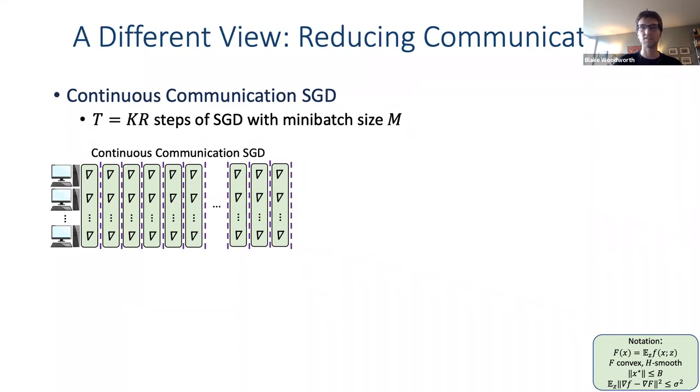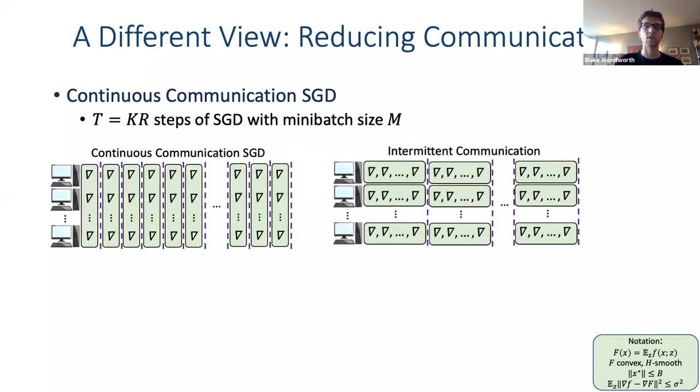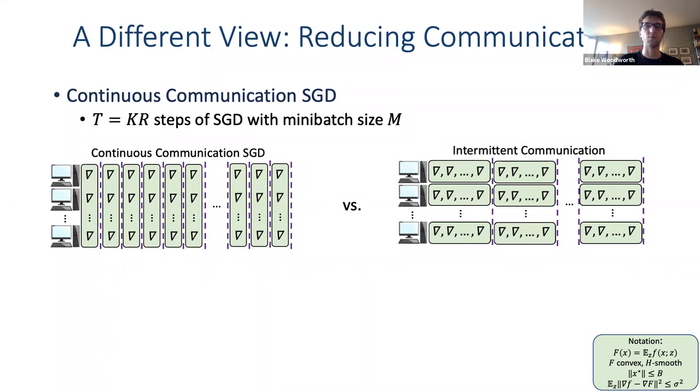But perhaps this is an unnecessarily large amount of communication, and maybe we could get away with, for example, communicating K times less frequently. We actually know that continuous communication SGD is essentially the best you can do without accelerating. So if we could do just as well as this, but without using as much communication, that's really a clear win. So how might we do this? Well, one obvious way to reduce the communication is to use local SGD or mini-batch SGD, or actually any other intermittent communication method.